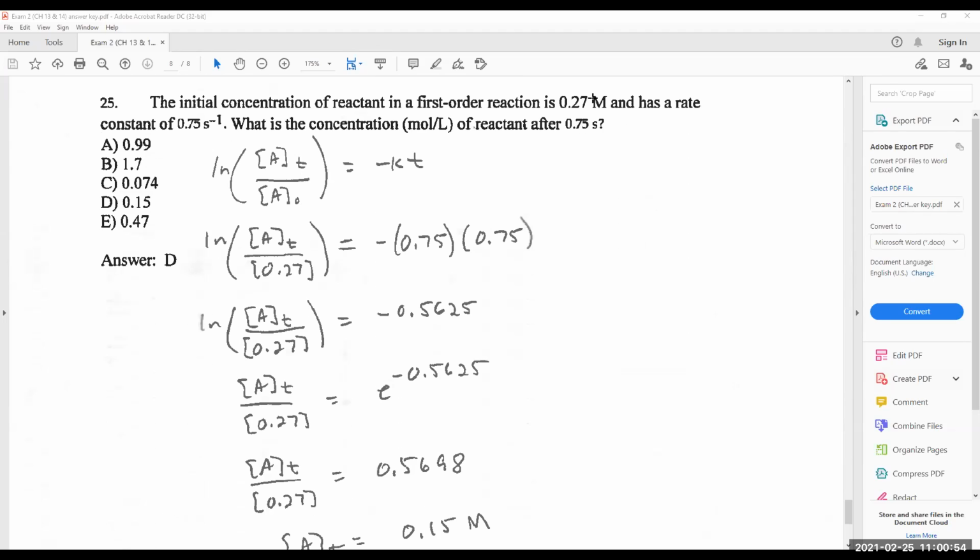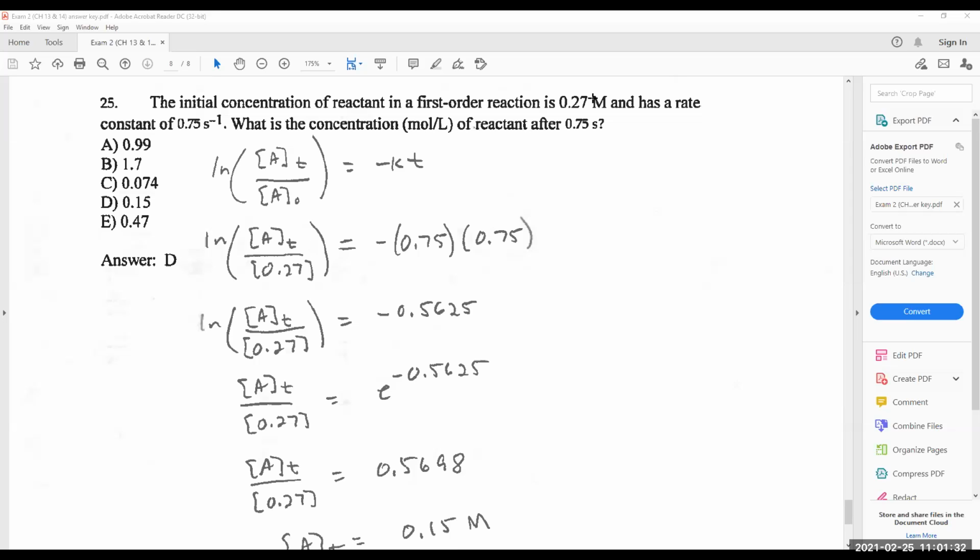This is another one where you got to use your natural log keys and your calculator. So we're told the initial concentration of a reactant in a first order reaction. So once again, knowing the order is helpful to know what formula to use. We're told the initial concentration of the reactant is 0.27 molar, has a rate constant of 0.75 inverse seconds, and then wants to know what's the concentration of the reactant after 0.75 seconds.